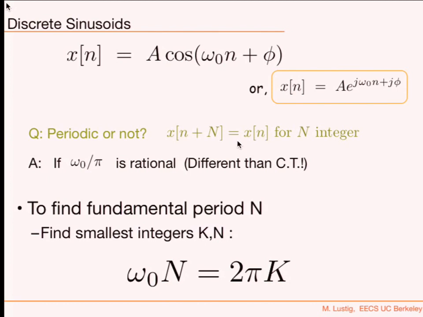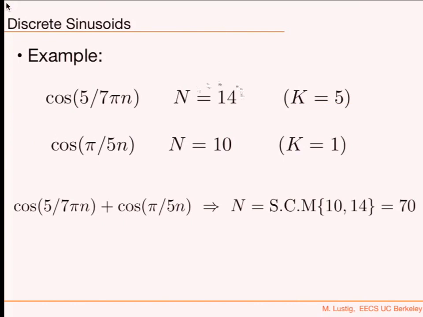This is basically multiples of pi, 2 pi's, which gives you a period, and this needs to somehow reach that multiplicity. An example: if you have cosine of 5 over 7 pi n, for n equals 14, which gives you 2 pi's to go through, you would get a period. If you've got pi over 5 n, that's n equals 10 for k equal 1.